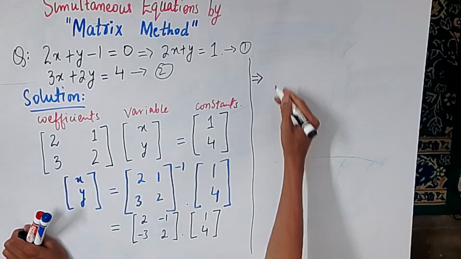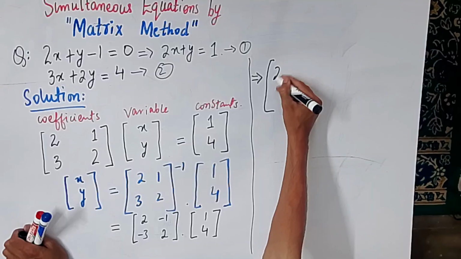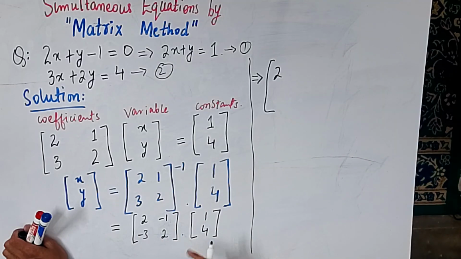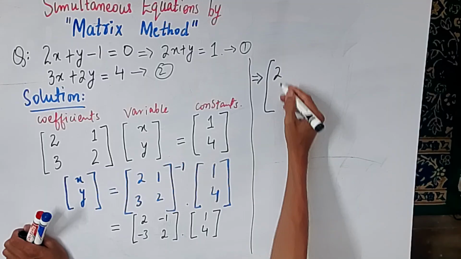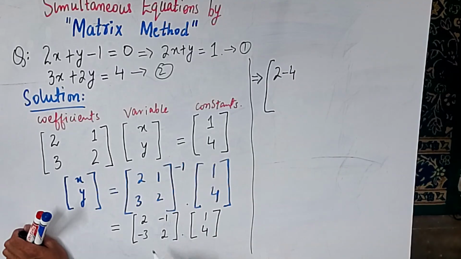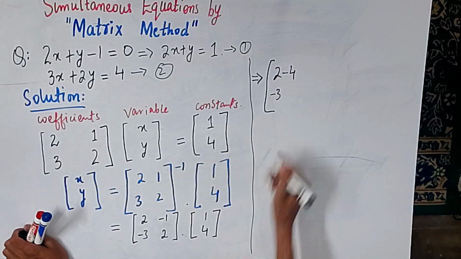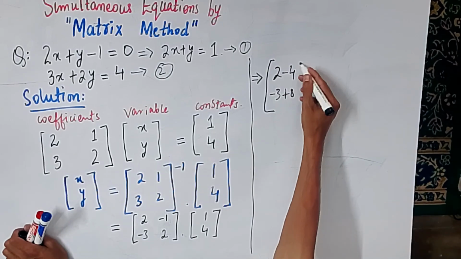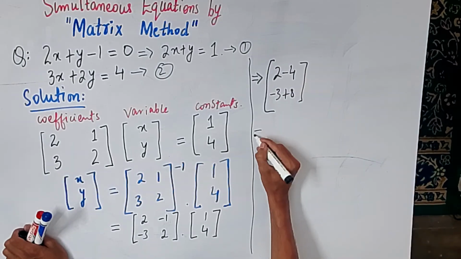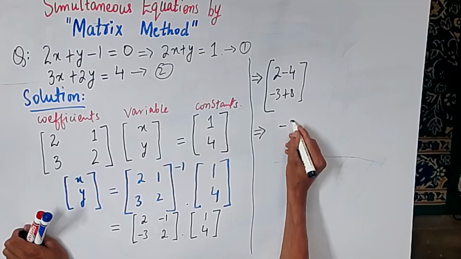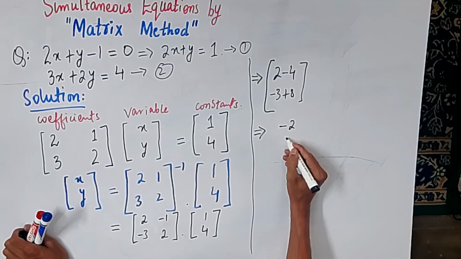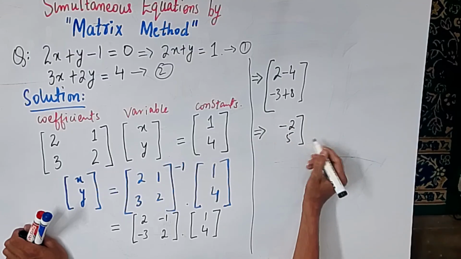So 2 1s are 2, and one row will multiply with one column and will give you only a single element. So minus 1 multiplied by 4 will give you minus 4. Similarly, minus 3 multiplied by 1 will give you minus 3, and 2 4s are plus 8. And after solving, you will get 2 minus 4 as minus 2, and minus 3 plus 8 will be 5.